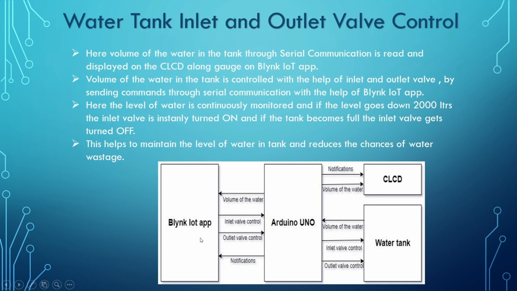The Blynk IoT application controls the inlet valve and outlet valve and sends that information to Arduino Uno and then to the water tank. And according to need, the inlet and outlet valve are turned on or off. Then the Arduino Uno board displays notifications and volume of the water on the CLCD. It as well displays the notifications on the Blynk IoT application.